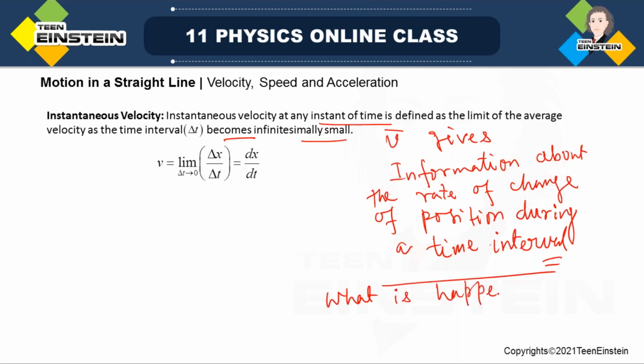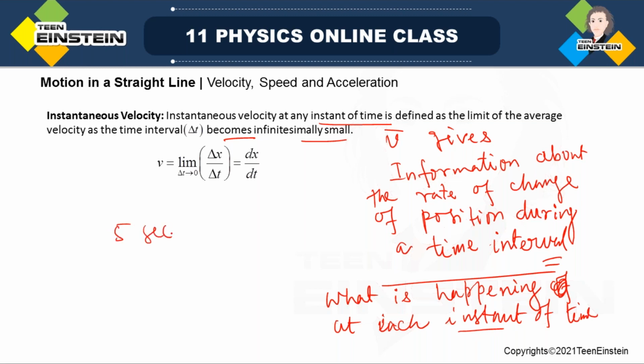How does position change, or what is the rate of change of position at each instant? So what is happening at each instant of time? You might be having some problem with this term instant. I'll just define that.